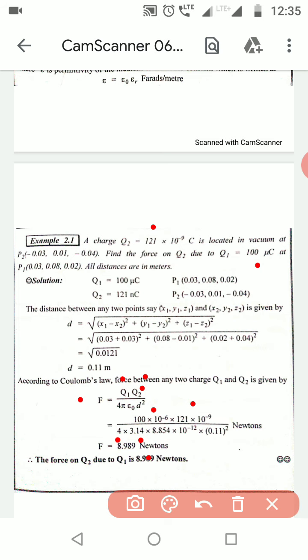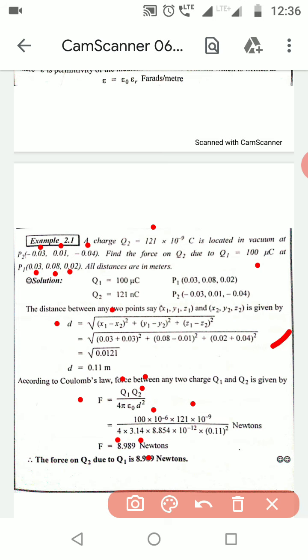Here we need to find out the distance between these charges. Since the coordinates of the two charges are given in the question, we can find the distance between these charges easily by using the equation d equal to the square root of x1 minus x2 the whole square, plus y1 minus y2 the whole square, plus z1 minus z2 the whole square.